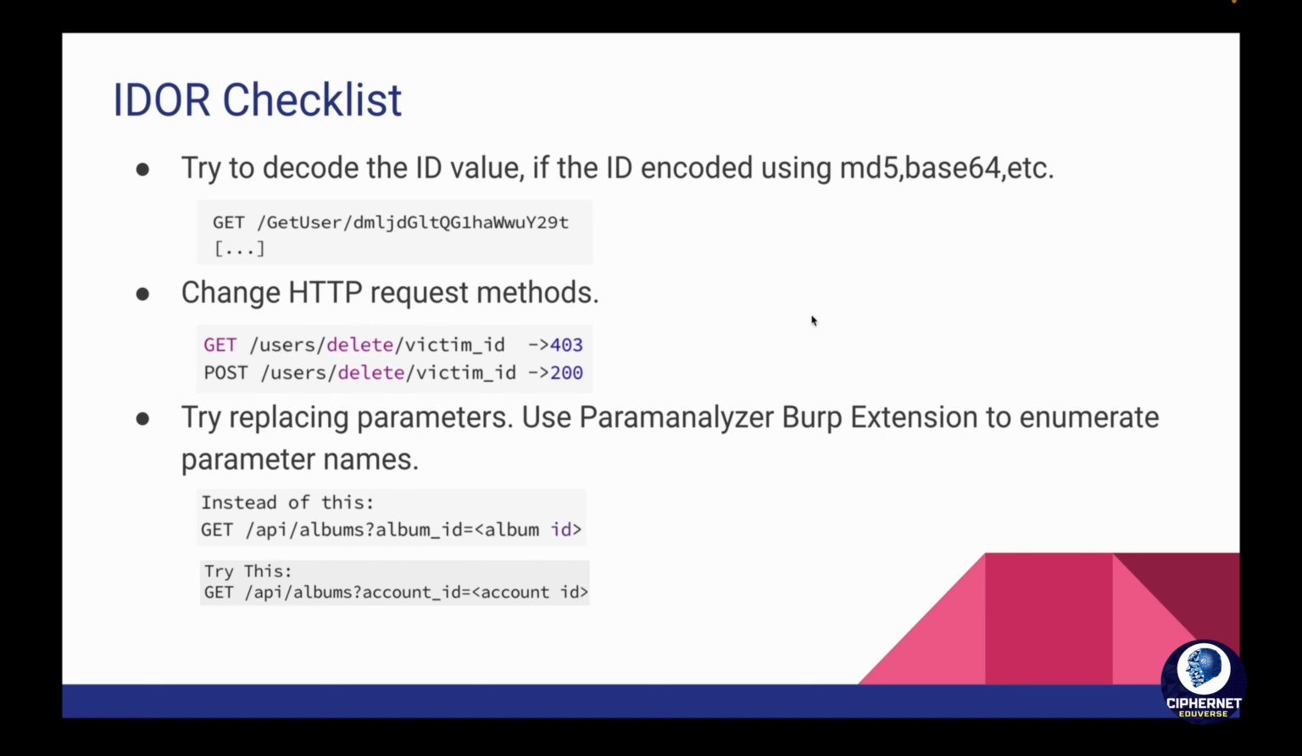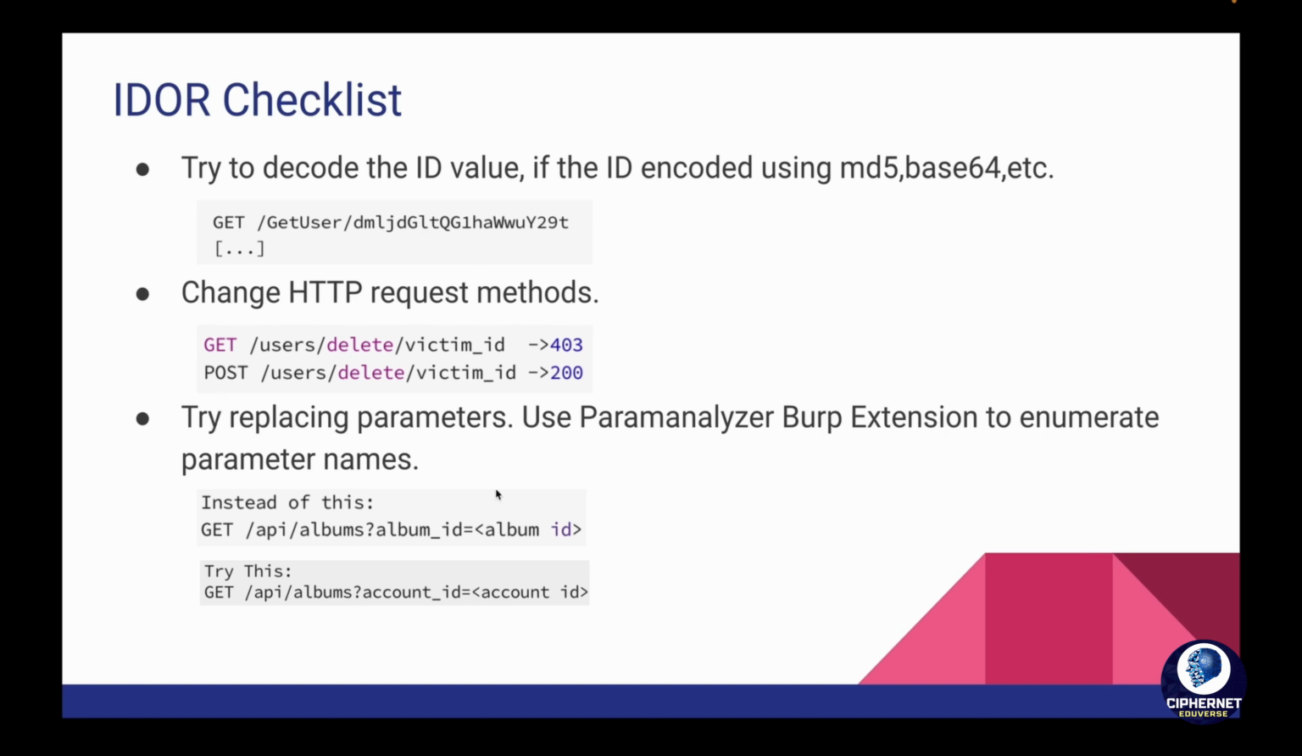The next method would be changing HTTP request methods. If that particular endpoint is using the GET method while getting the victim user's information, try to use the POST method, and you might get a 200 OK response and get other users' information as well. If it is using the POST method, then try to change it to the GET method and look out for the responses.